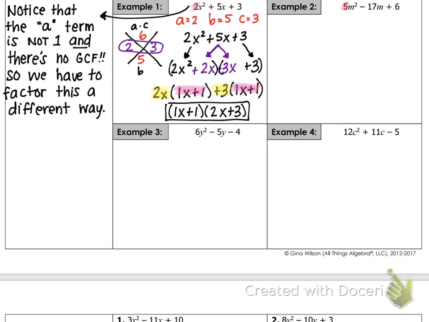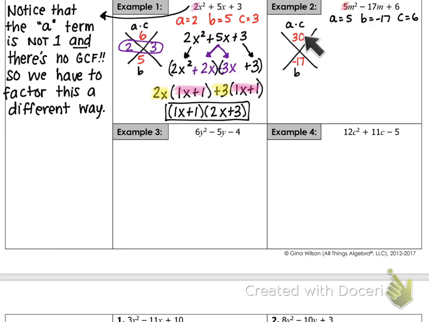Okay, let's try another one. So look at example 2. Notice that the 5, we can't take out a GCF anywhere. So we're going to do the same thing. We're going to say, okay, A is 5, B is negative 17, and C is 6. We're still going to draw that x. A times C goes on the top, and B goes on the bottom. A times C is 5 times 6, which is 30. And B is negative 17.